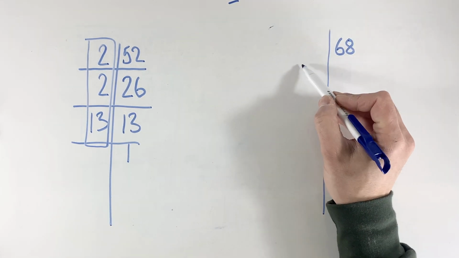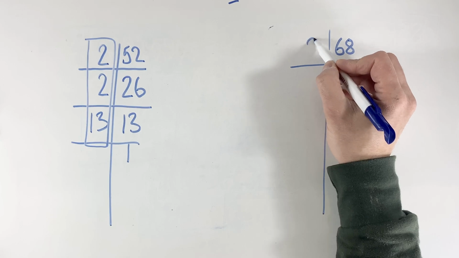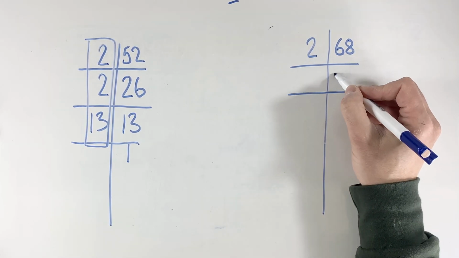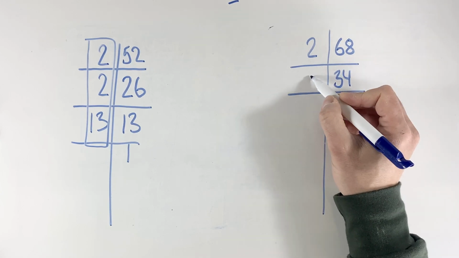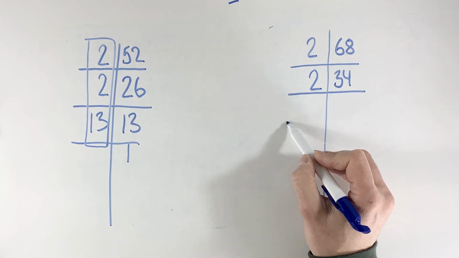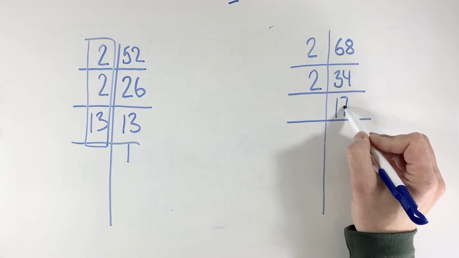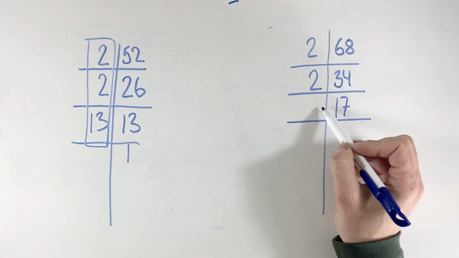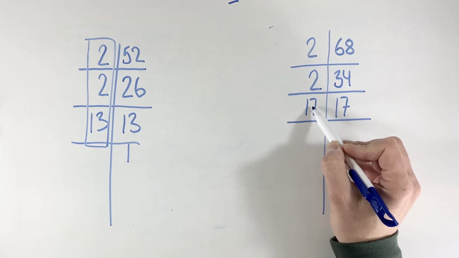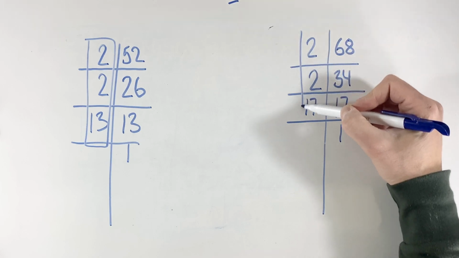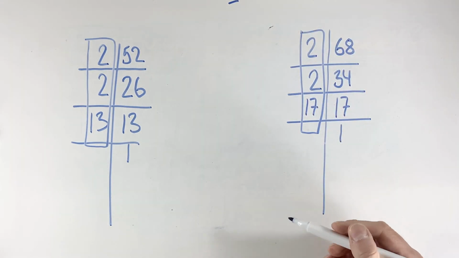The same thing for 68, divisible by 2. 68 divided by 2 is 34, divisible by 2, which is 17. So 34 divided by 2 is 17. 17 is a prime number, so it can only be divided by itself and by 1. So 17 divided by 17 is 1. And here are our prime factors for 68.